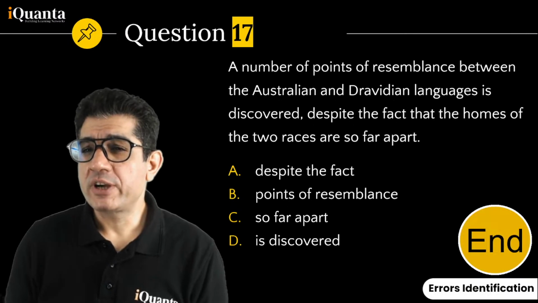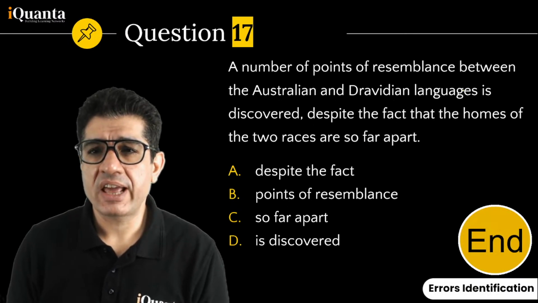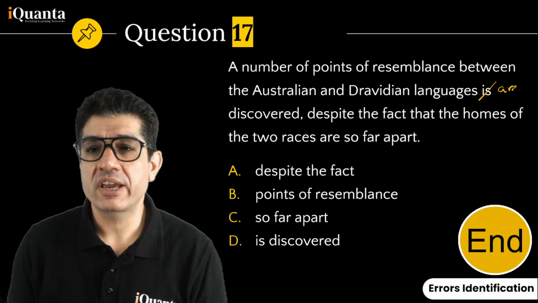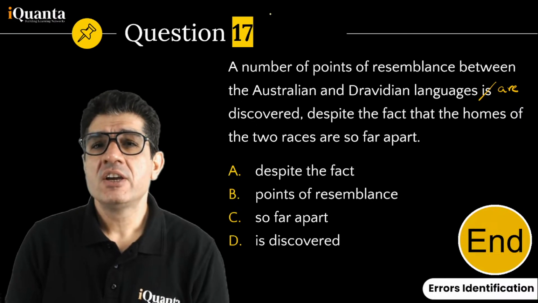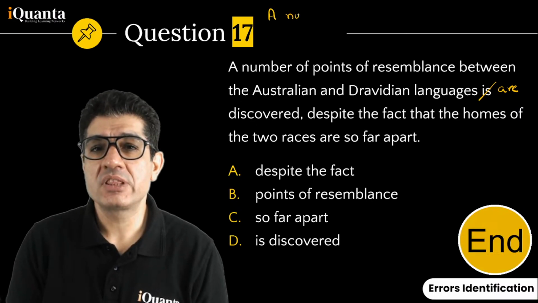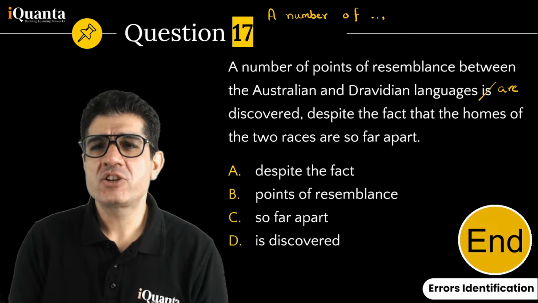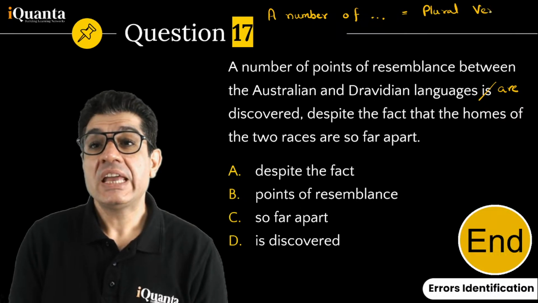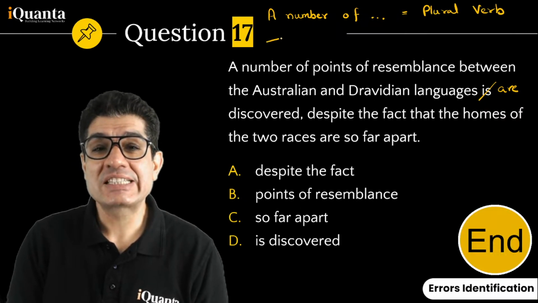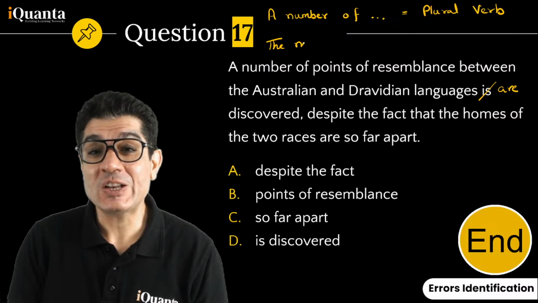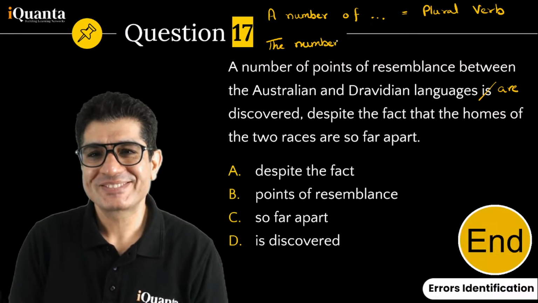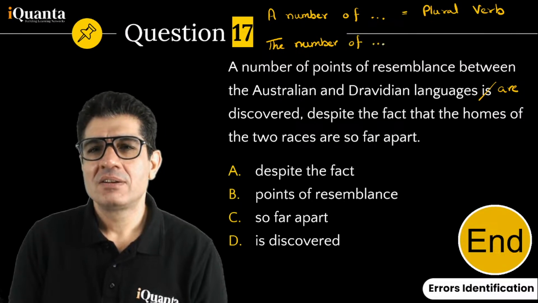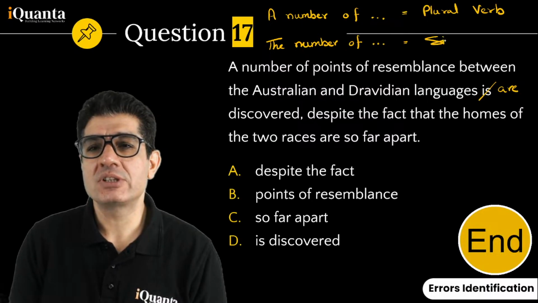Okay, so a number of points of resemblance between the Australian and Dravidian language are discovered. Okay, here is a quick word. Whenever your sentence starts with a number of, make sure that you use a plural verb. And whenever your sentence starts with the number of, make sure that you use a singular verb.